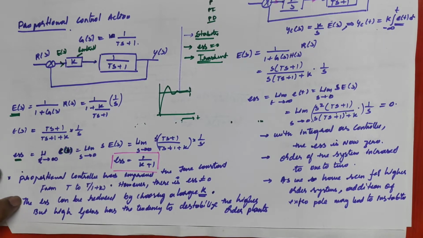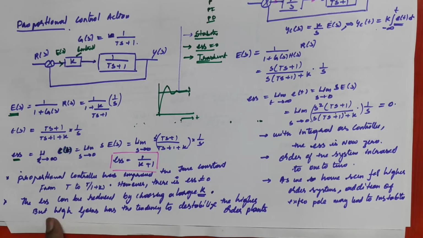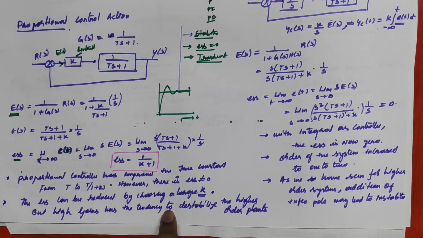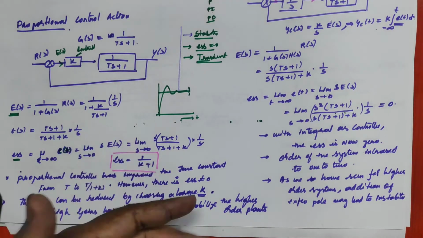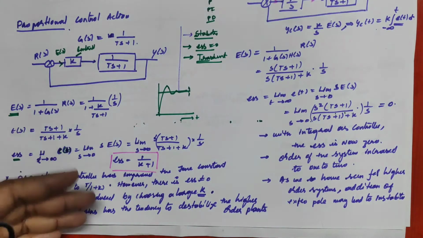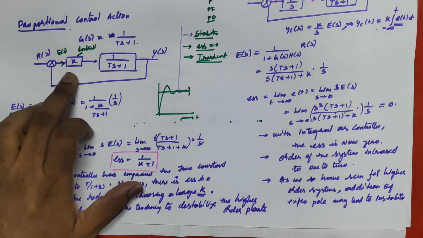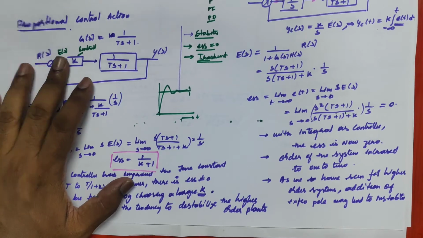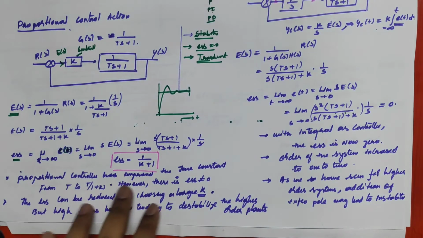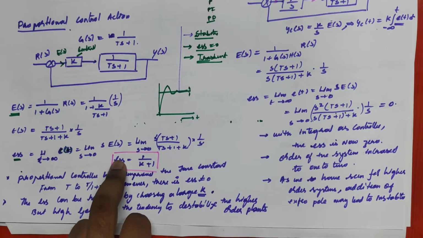The error can be reduced by choosing a large K, but high gains have a tendency to destabilize higher order plants. So we can't increase the K value up to infinity to make this error 0. To do this, we have to add something else to the proportional. The proportional only increases the speed, that is decreases the time constant, but it cannot bring the steady state error to 0.